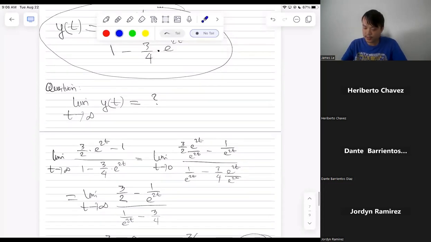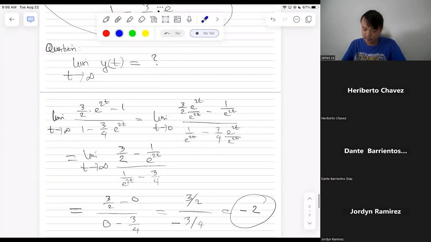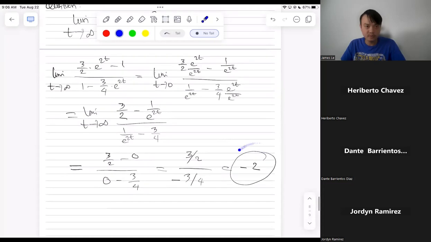Or you can just look at the coefficients. The coefficient here is 3 halves. The coefficient here is -3 over 4. So you just take the coefficient 3 halves and divide by -3 over 4. So you have -2.